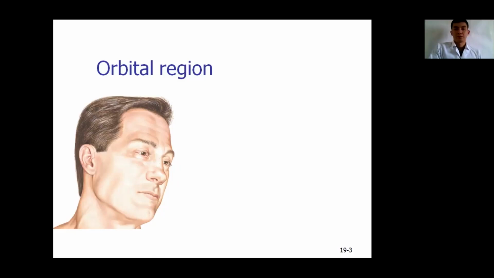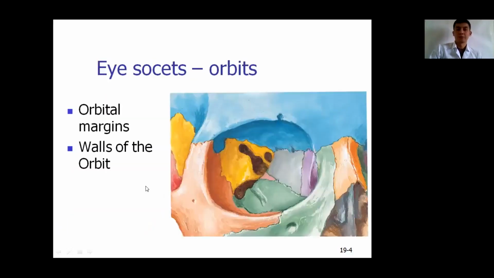Then some other regions of the face are forehead, nasal region, oral region, chin, also known as the mental region in the Latin language, region of cheek, zygomatic region, etc. Eye sockets. So we will talk about eye sockets, orbits.